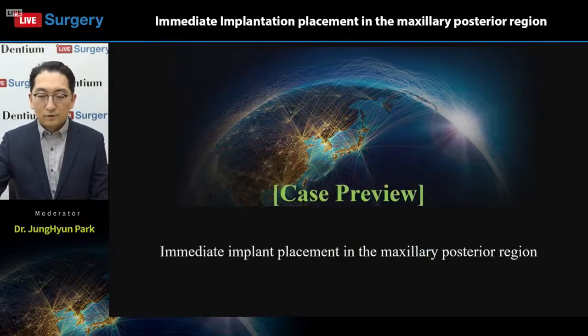Today's case involves immediate implant placement in the posterior region using the bright tissue level implant.